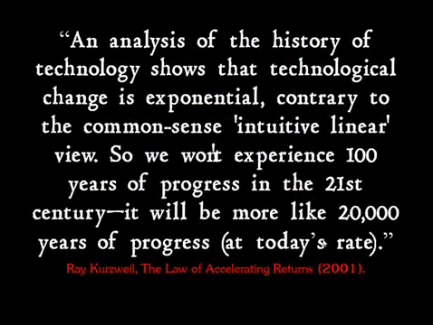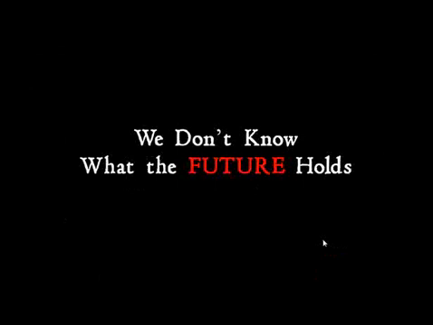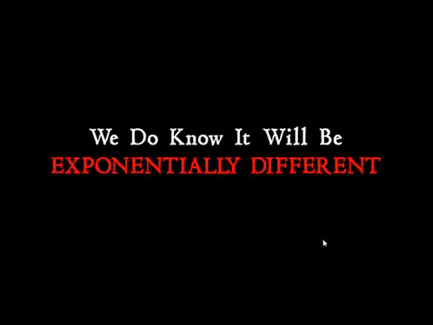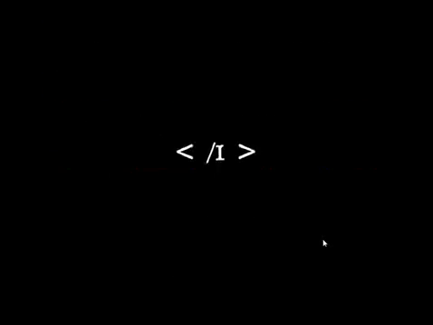An analysis of the history of technology shows that technological change is exponential, contrary to the common sense intuitive linear view. So we won't experience 100 years of progress in the 21st century. It'll be more like 20,000 years of progress at today's rate. So we don't know what the future holds, but we do know that it will be exponentially different. That's the end of change number 1.